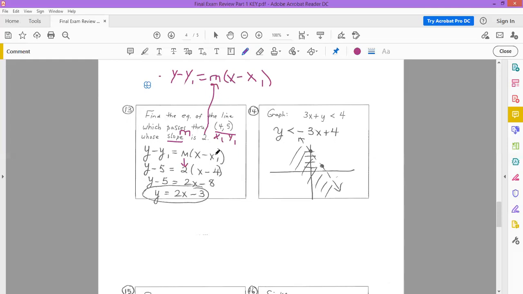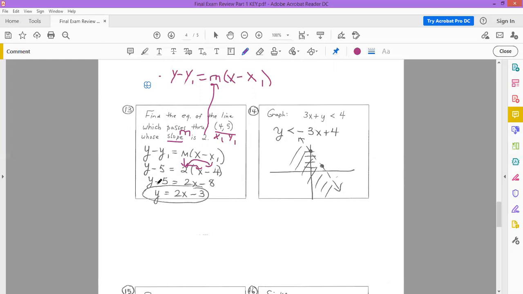x minus 4. Now we can simplify this a little bit further. On the right side, we're going to distribute that 2. 2 times x gives us 2x. 2 times the minus 4 gives us minus 8. And on the left side, we have y minus 5.